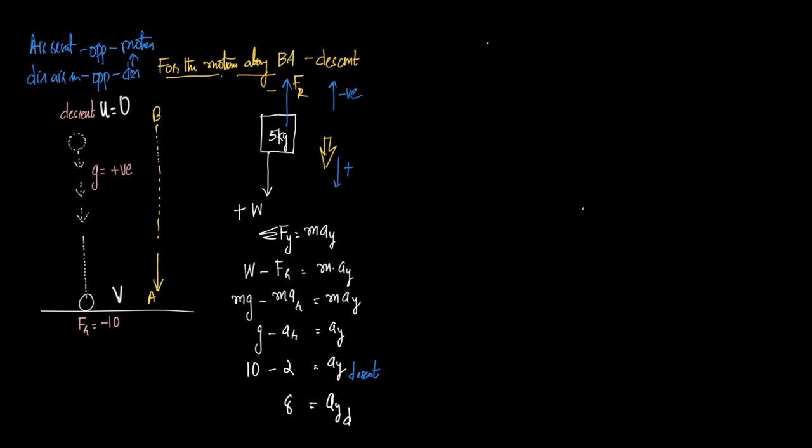Now, for the motion along BA, we have the equation v is equal to u plus at. This time I'm going to write it a bit more clearly. So v is actually velocity at A, u is actually velocity at B, plus a is acceleration during descent, t is time during descent, right?